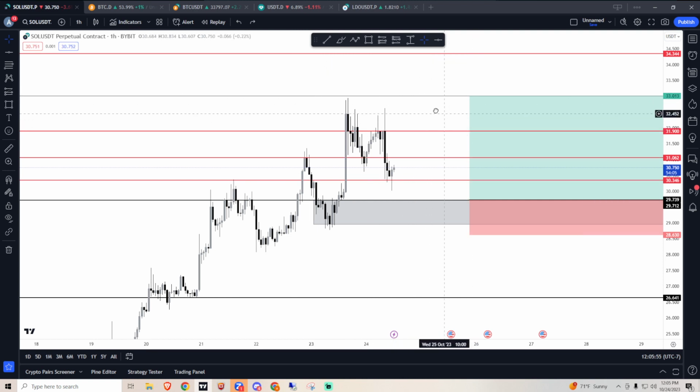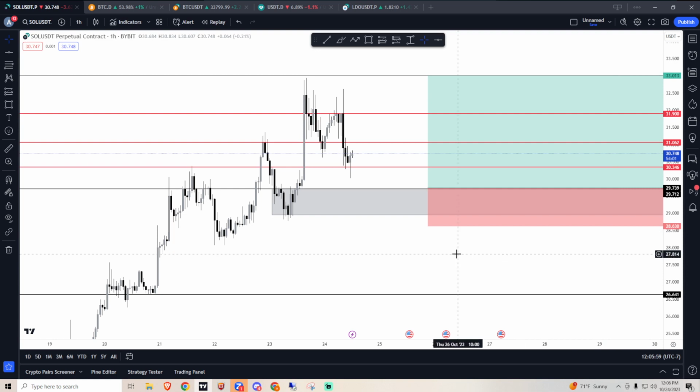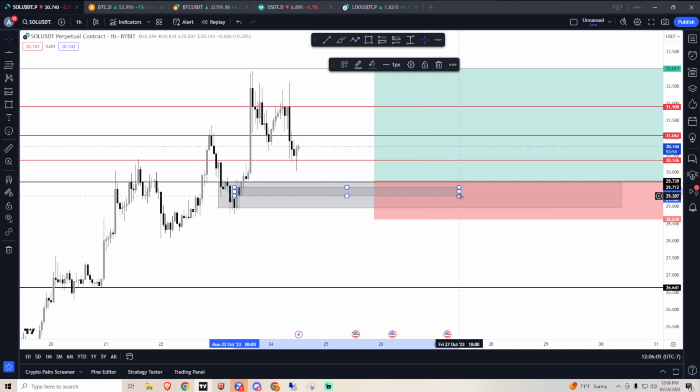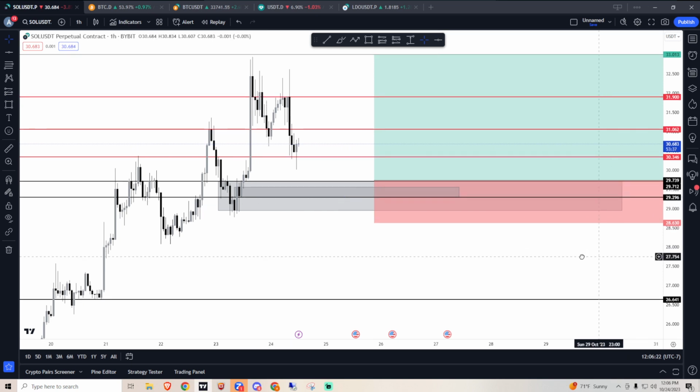Extra confluence you can find: that was a 4 hour order block. We have a 1 hour demand zone here. So if you entered there, you could DCA at this 1 hour demand zone, which is support here. Previously resistance, we broke out, flipped it to support, came back down, became an SR, rejected, broke out, flipped it to support. So DCA would be around 29.29.